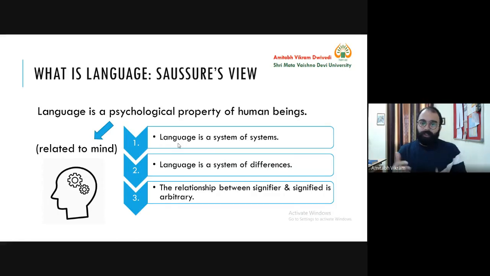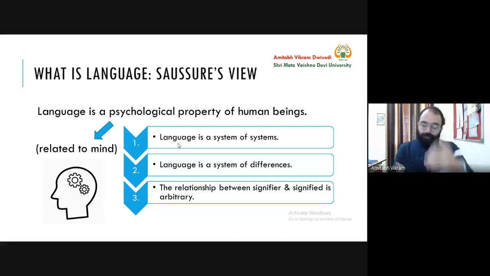So language is a system of systems. You have three sounds, you put them in a specific order, then it will become dog. If you change the order, it will become God. So this is the meaning that language is a system of systems. You have sounds, you collect those sounds, you put them together, and you have a word.